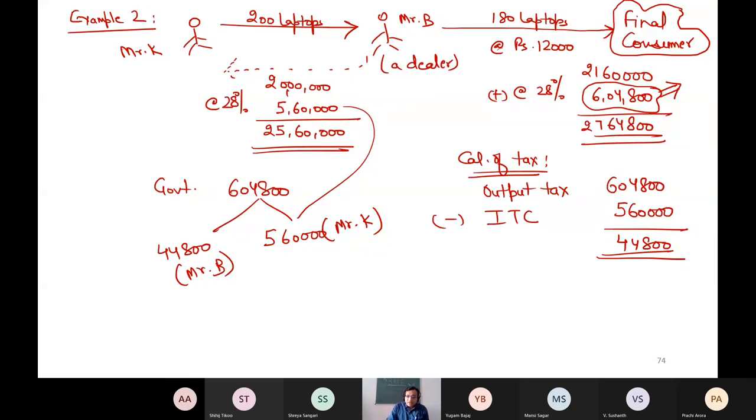Now is it clear? Kindly unmute and reply. Have you understood this structure? That final collection to the government should be 604,800. The 5,60,000 which B has given to K, K will deposit with the government. The remaining which the final consumer has given to B, balance B will deposit to the government. So ultimately government will get 604,800.